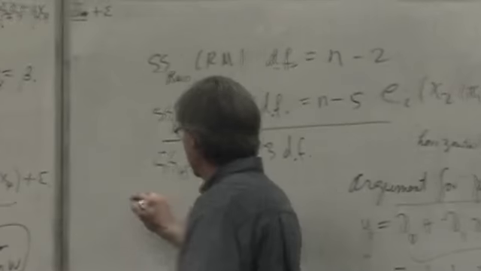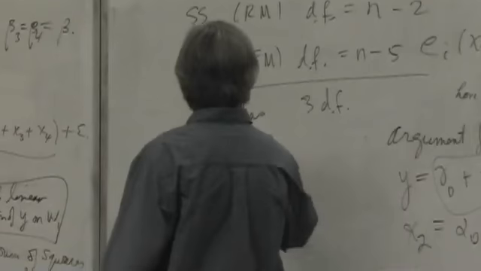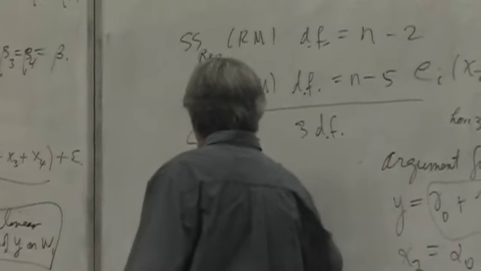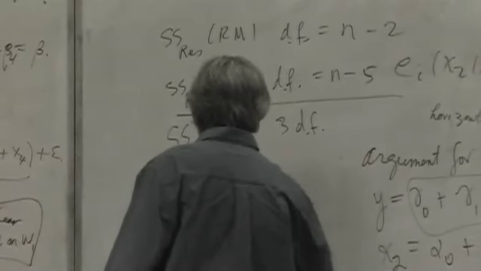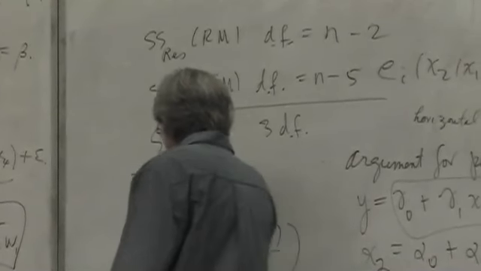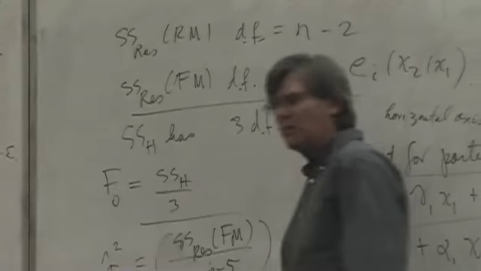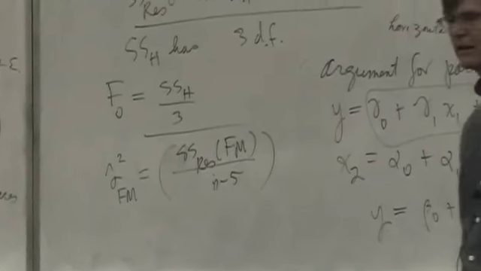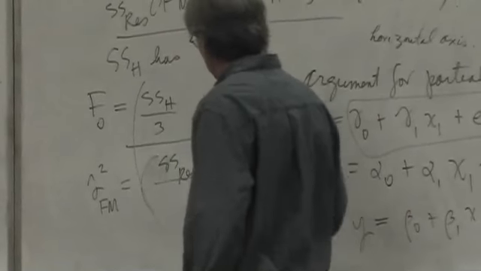So then you calculate F naught equals SSH divided by 3, divided by the sigma hat squared. I'll put it this way: SS-res full model divided by n minus 5. That's your sigma hat squared for the full model, equals SS-res full model divided by n minus 5. That's what you divide by. All right, and that's your F ratio.